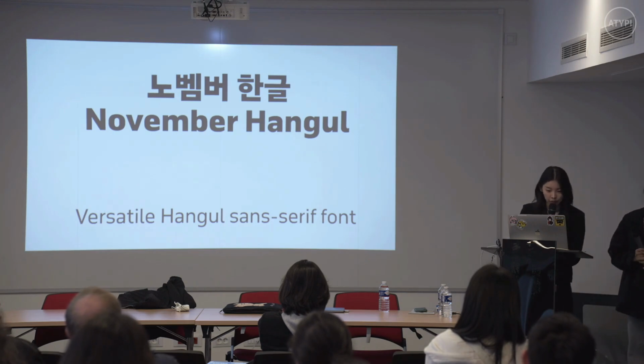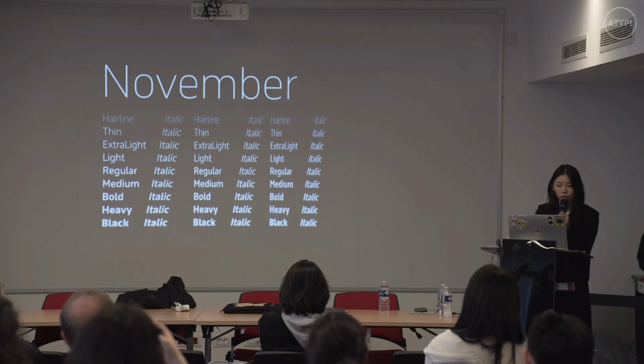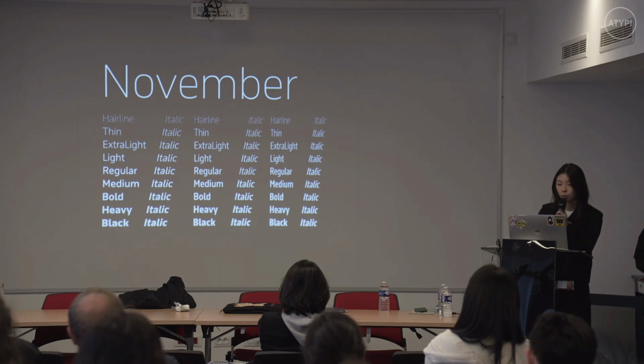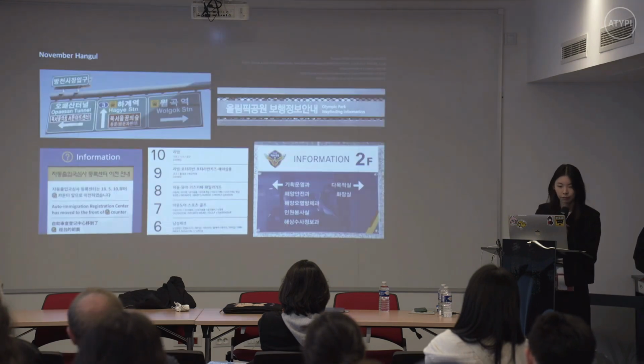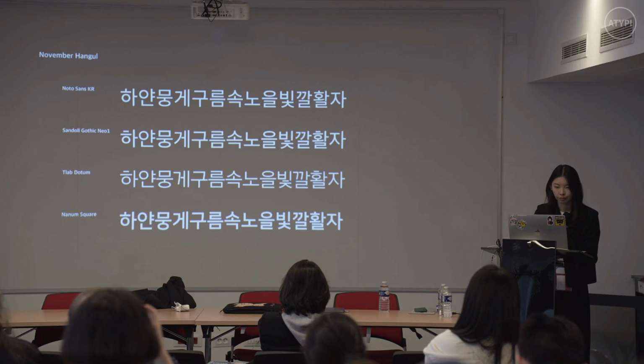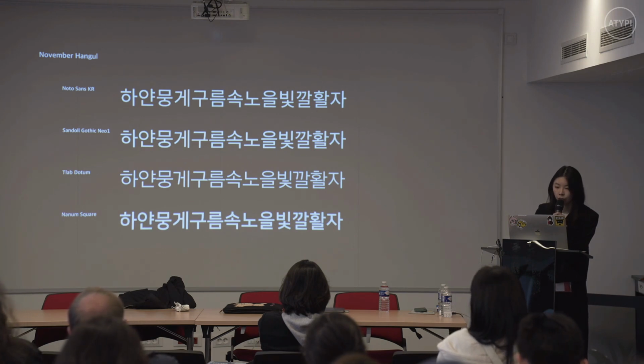The last project is November. November is a relational utilitarian typeface designed for street wayfinding and information systems. As you see, in the Korean market, most sans serif fonts used in information systems have this design. These fonts are the most familiar shape to Korean users and are used in a wider range rather than only for specific purposes.